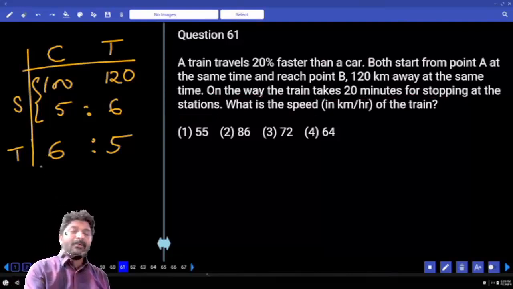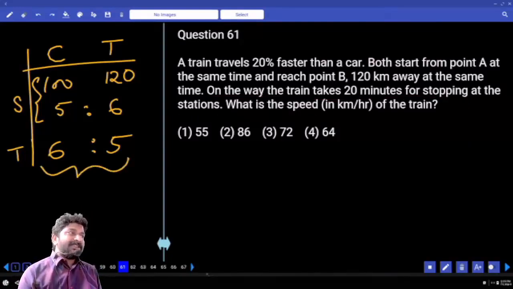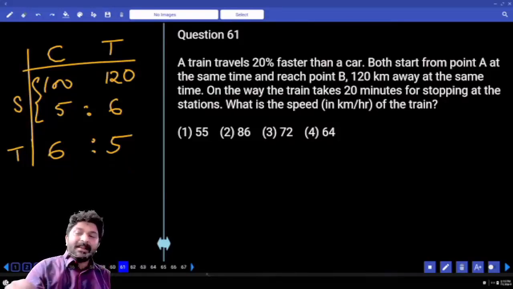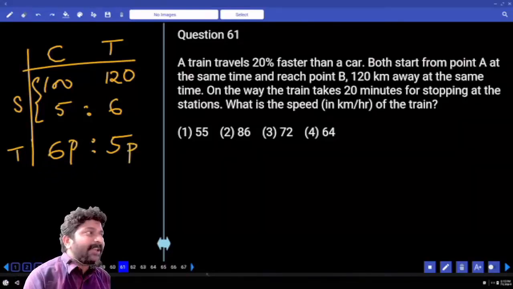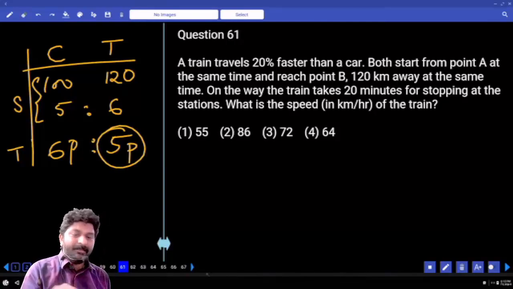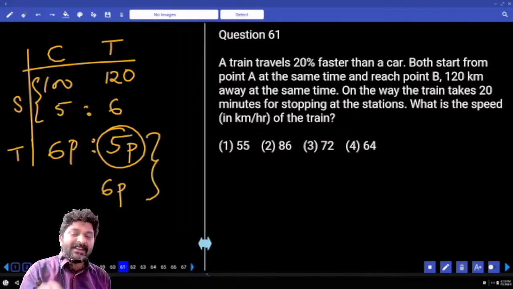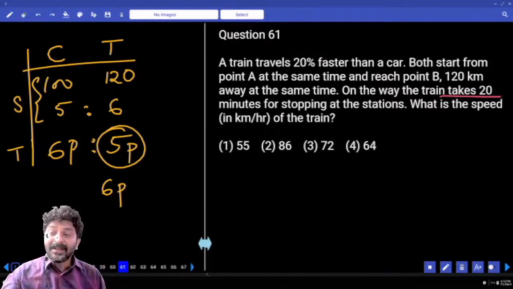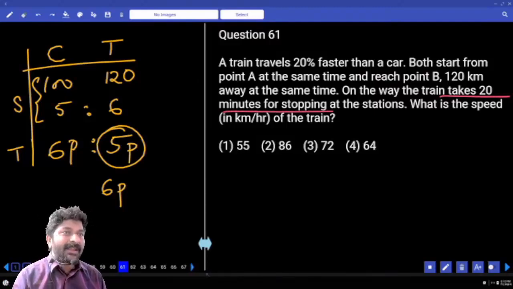Okay. Now, if speed ratio is 5:6, time ratio must be 6:5. But according to the condition, both are taking same time. Am I right? That means in place of 5 parts for train time, we must consider 6 parts. That means how much gap is there? That gap is 1 part. Why? Because of the stoppage time. Am I right? So that is given as 20 minutes.